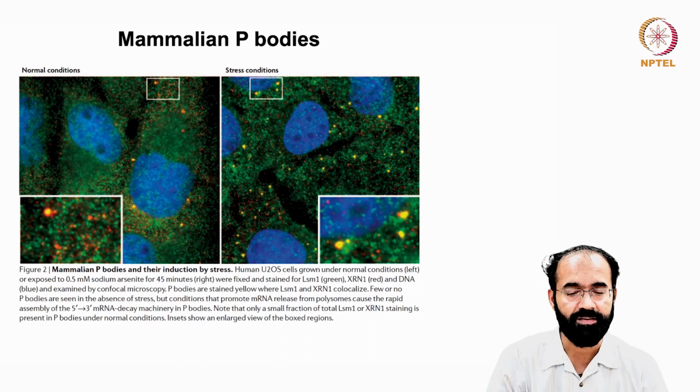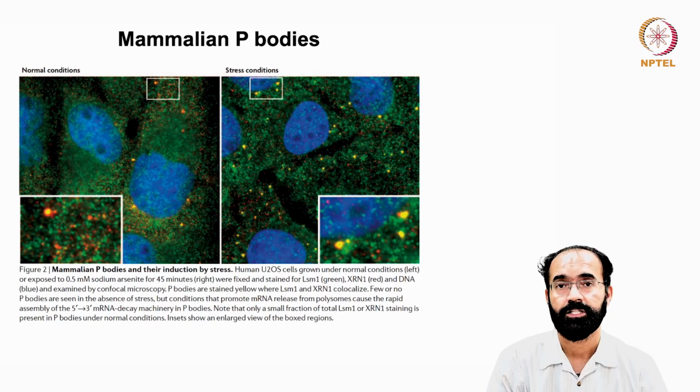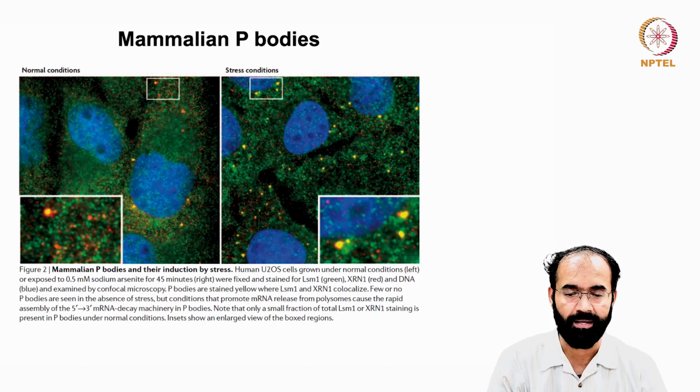What happens whenever there is a stress? You can prove it. So in this study, this is cell culture. This blue color is the DAPI staining of the nucleus, and the green color is the cytoplasm. Green and red dots you can see. What is green? Green one is LSM1. We have seen it. LSM1 binds onto the 3' UTR after the decapping, and XRN1 is an exonuclease.